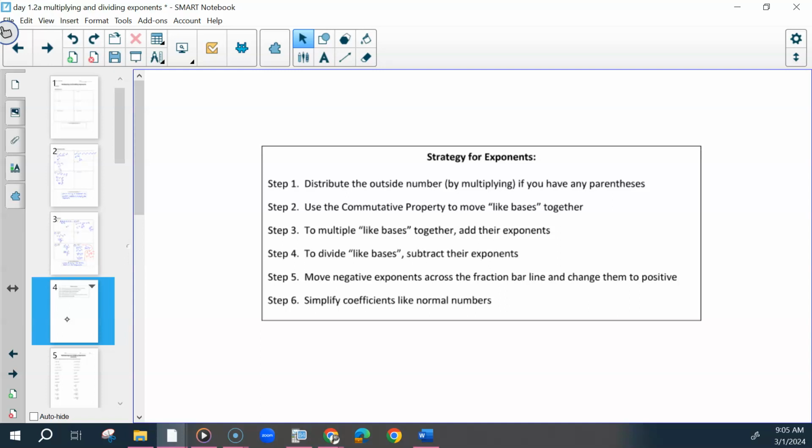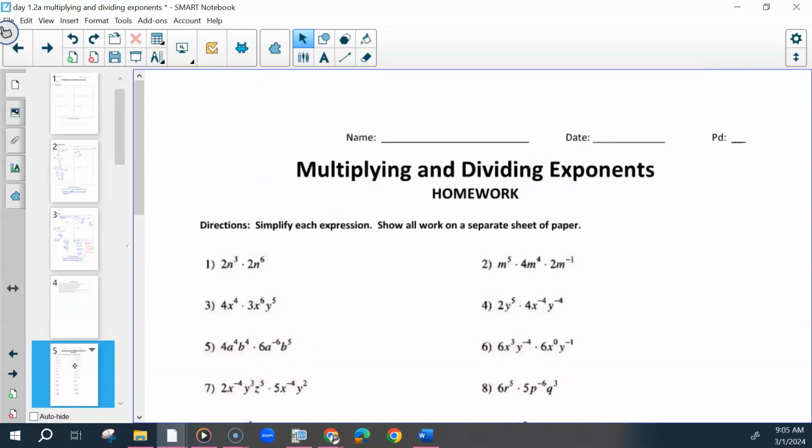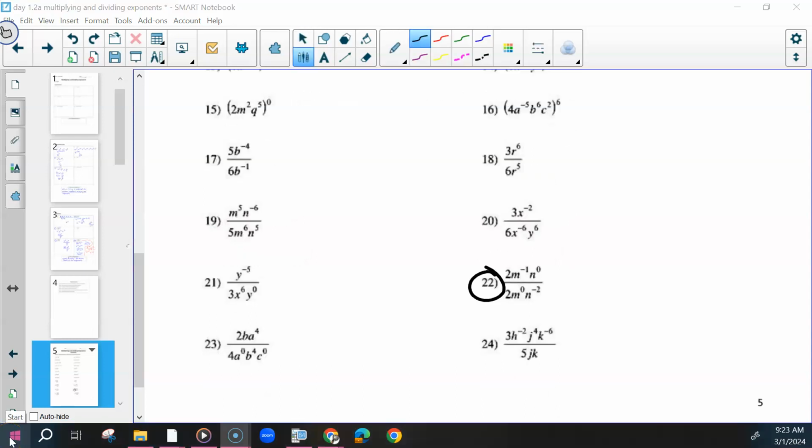Okay, so I'm going to give you 15-ish minutes to do as many problems as you can on this next page. You guys can work together. I'll be walking around if you have questions, and you guys can go ahead and start that. 17, 17.